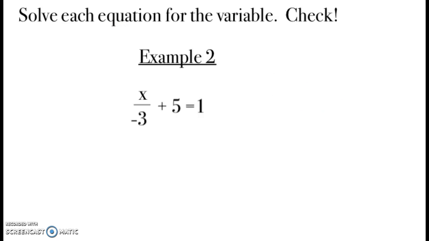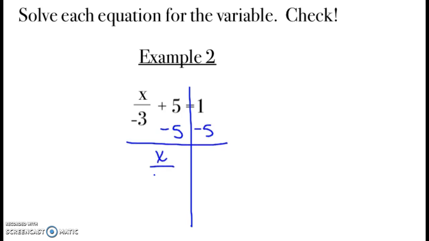All right, let's try another one. So x divided by -3 plus 5 equals 1. Again, Simon Says, do exactly what I do. All right, I'm drawing my line. All right, we have division and addition. Addition is last in order of operations. I'm going to undo that first. Subtract 5 from both sides. I'm left with x divided by -3 equals -4. Okay, to undo division, I multiply. So I'm dividing by -3, so I'm going to multiply both sides by -3.